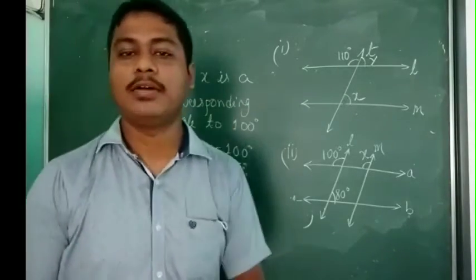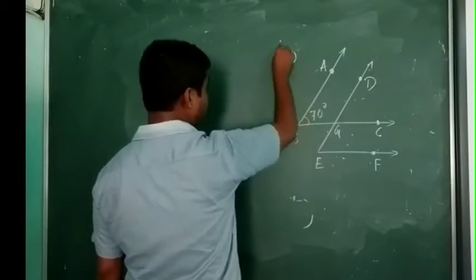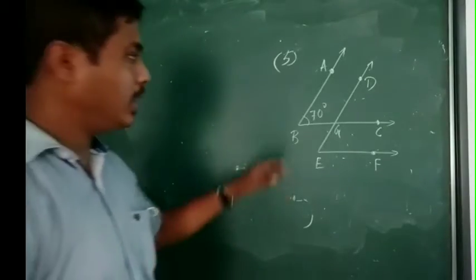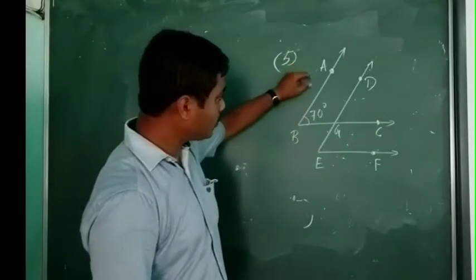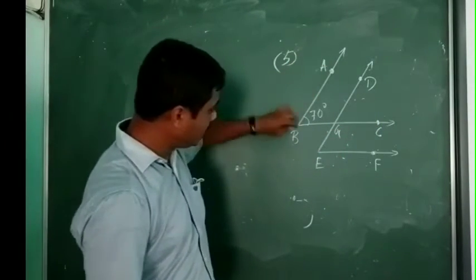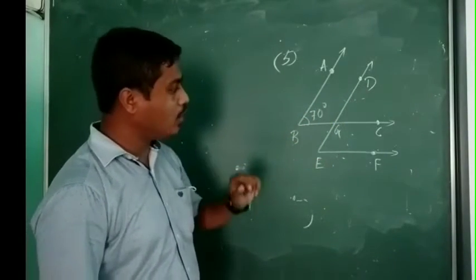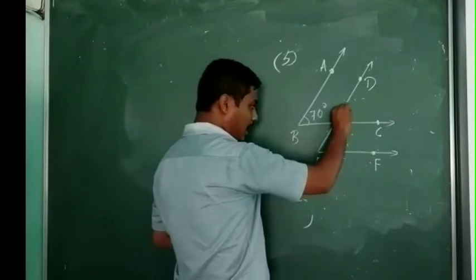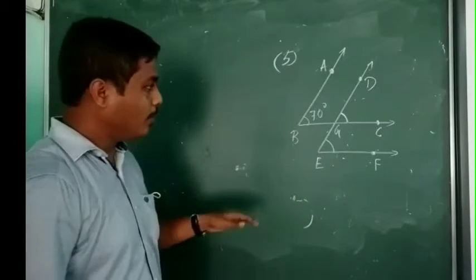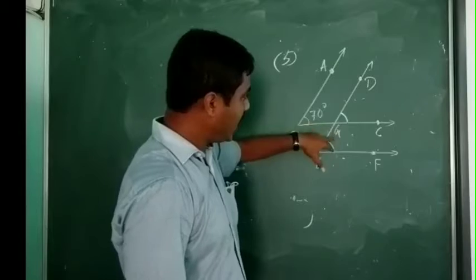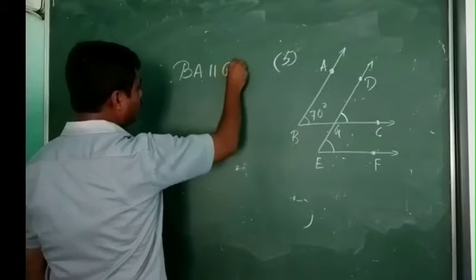Let us move to question number 5. Question number 5 is a given figure where the arms of two angles are parallel. If you see the figure, this arm AD and this arm GD, these two arms are parallel. We need to find the value of angle DGC, and the value of angle DEF. Now, since we can write that BA is parallel to GD.